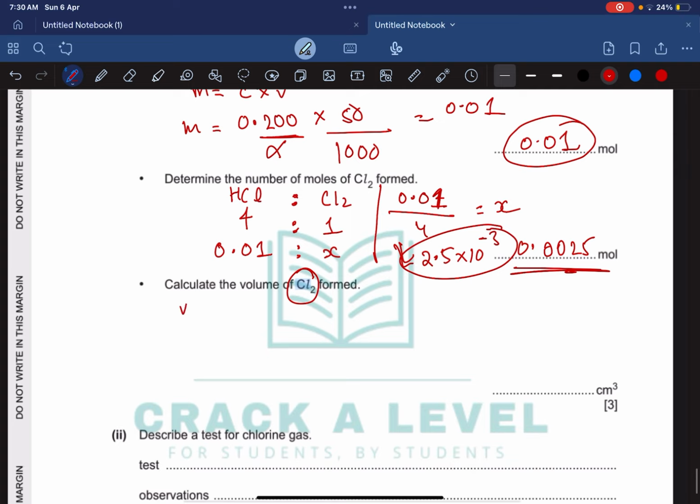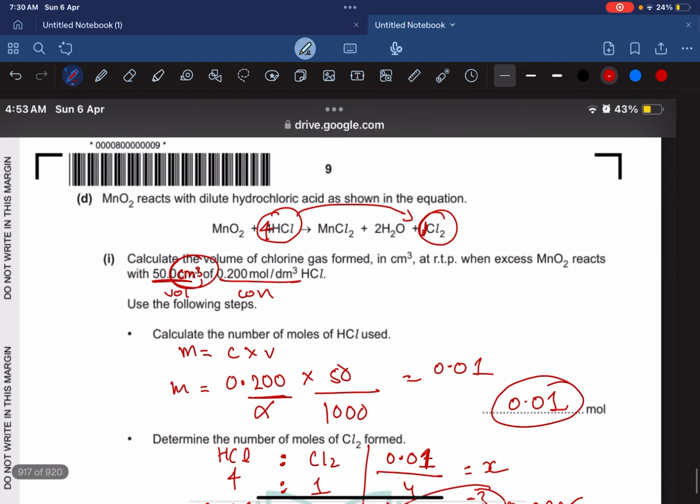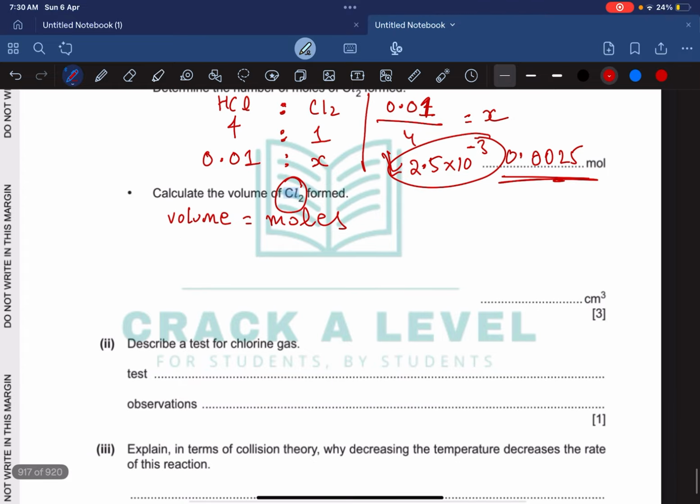अब देखें volume का simple formula is basically your moles for gases. ठीक है, this is only for gases. ठीक है, chlorine is a gas formed. For gases you use this formula. Volume is moles into 24. अब हमें cm cube में moles चाहिए. ठीक है, when you need the moles in cm cube you multiply it by 24,000 cm cube. So moles of chlorine is 0.025 multiplied by 24,000.